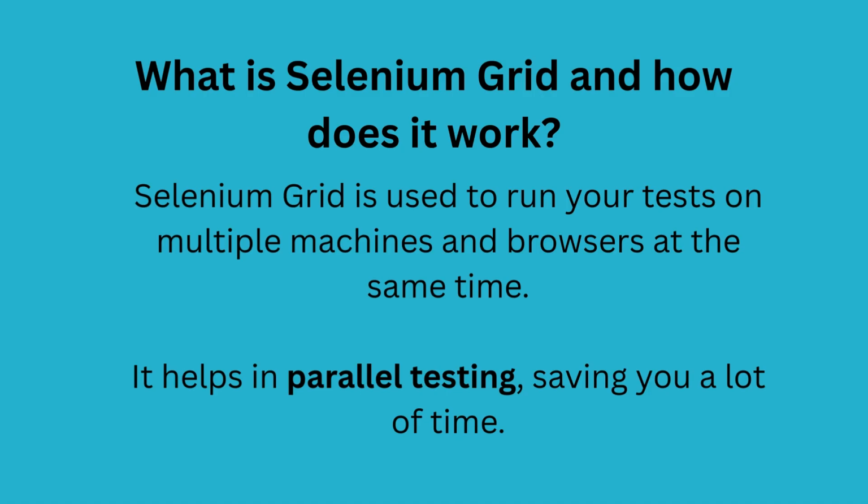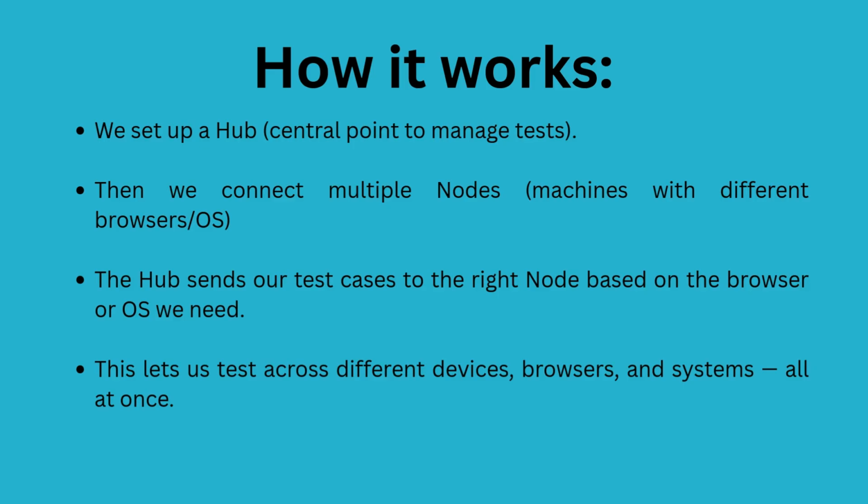So next one, what is Selenium Grid and how does it work? Selenium Grid is used to run your tests on multiple machines and browsers at the same time. It helps in parallel testing, saving you a lot of time. And how it works? You set up a hub, then you connect multiple nodes. The hub sends your test cases to the right node based on the browser or OS you need. This lets you test across different devices, browsers, and systems all at once.